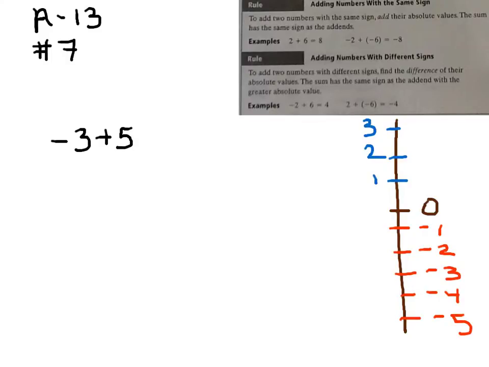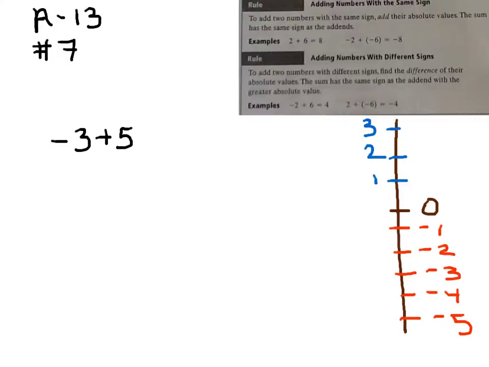This is video A13, and I'm going to start with number 7, which is negative 3 plus 5. So up in this corner right here, I have the rules for adding positive and negative numbers. I look up here, and the first thing says adding with the same sign, and I say, oh, it doesn't fall under that category, because this one is a negative and this one is positive. So I can't use that one.